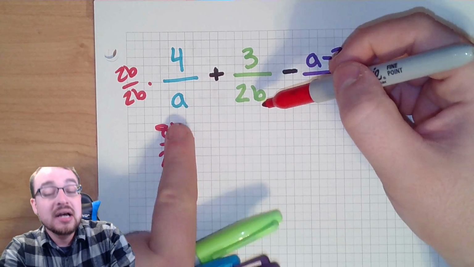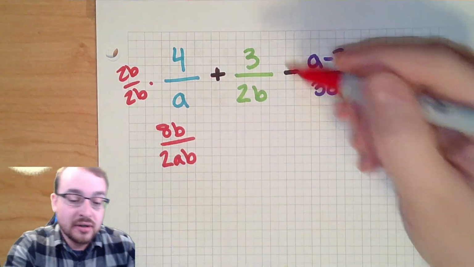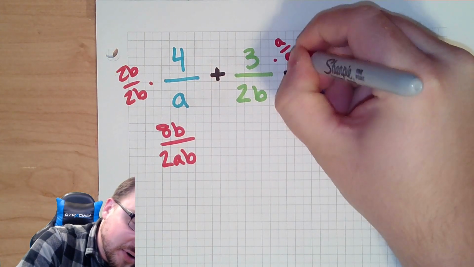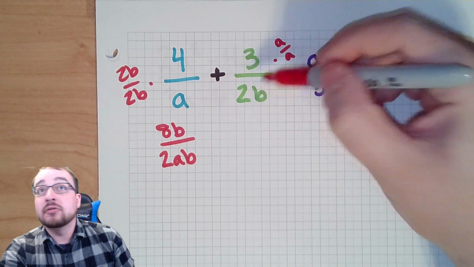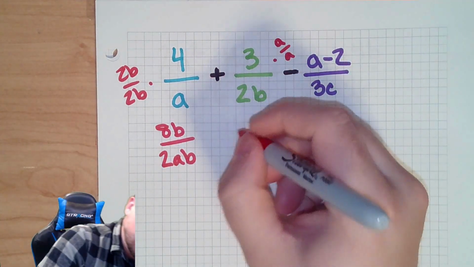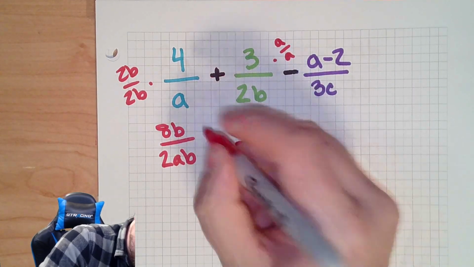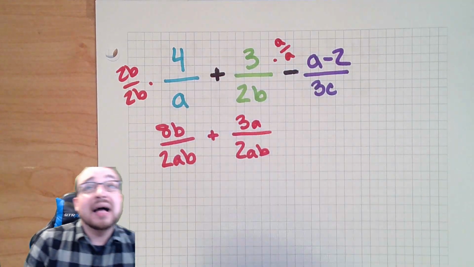And what will happen is they'll end up matching, right? Because I'm going to have 2b times a in the bottom here. And if I multiply by a over a, again, multiplying by 1, so it won't change this. I'll end up with 2b times a in the bottom here, right? So I'll get 2ab here, and of course, in the top, I'll get 3a. And I'm still adding these two.